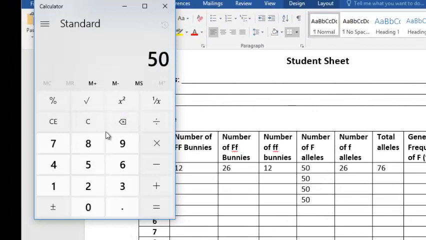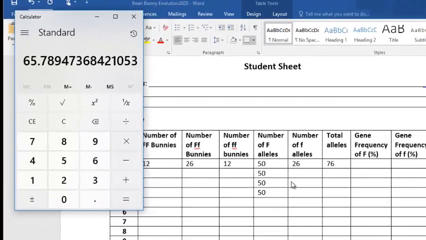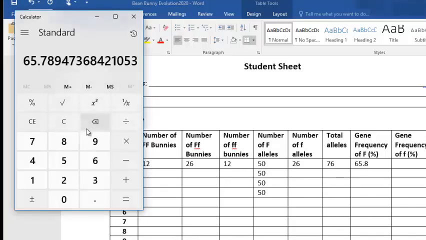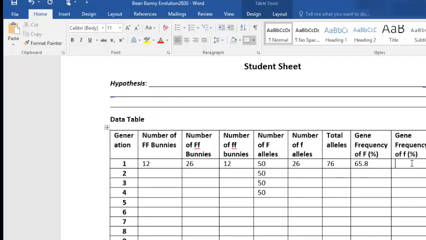I'm going to take 50 divided by 76, and then I'm going to multiply that times 100 to create a percentage. So my percent of gene frequency is 65.8. I'm just going to round to the nearest tenth, so 65.8. And now I'm going to do the same thing for my recessive alleles. This time I'm going to take 26 divided by 76, and again times 100, and I'm going to get 34.2.